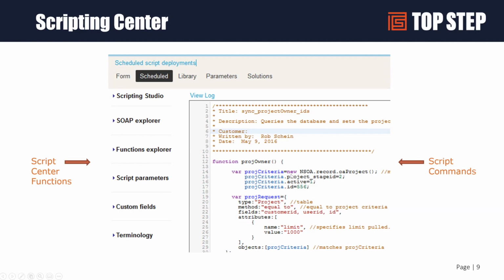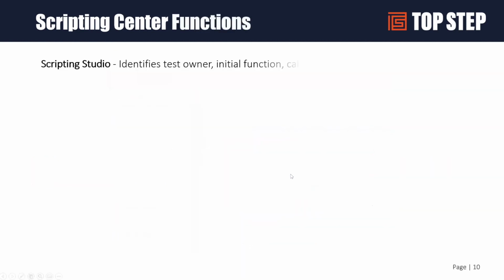We'll talk about these functions here on the left. What they do are as follows. The Scripting Studio is what identifies who your test owner is, what function starts this script, so you can have multiple functions within your script. And this one tells it which one to use to start, what libraries you're going to call, etc.